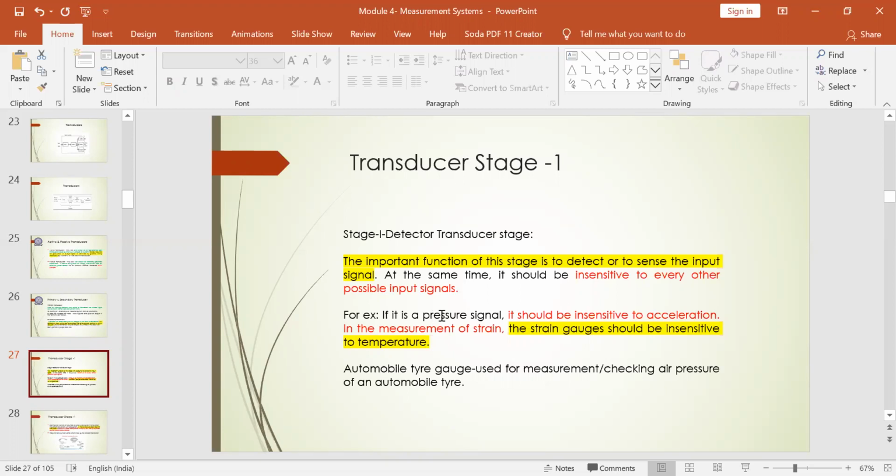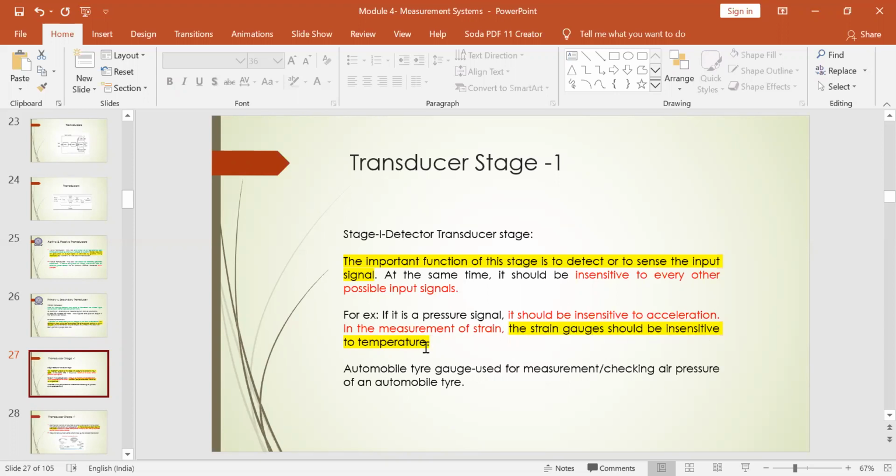An example for this is a pressure signal. It should be insensitive to acceleration in any measurement of strain. It should only sense the pressure. These types of sensors are the strain gauge. So it should be insensitive to the temperature.